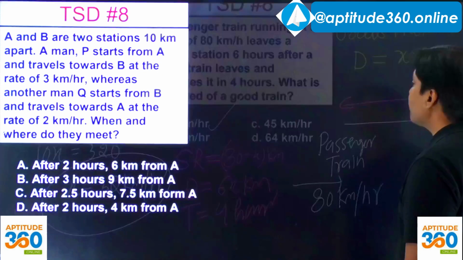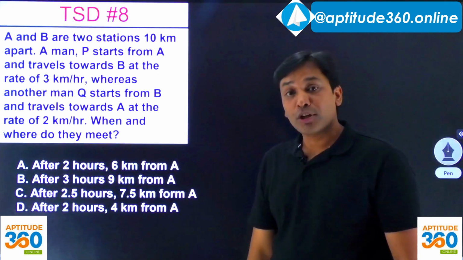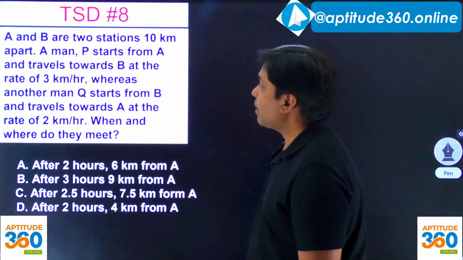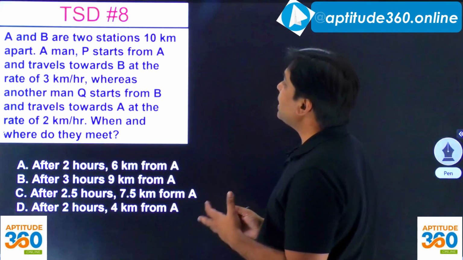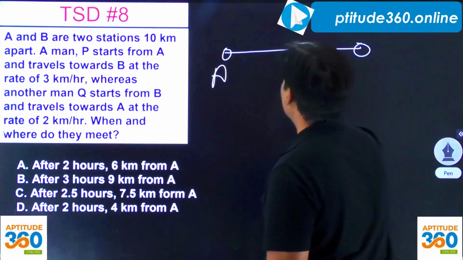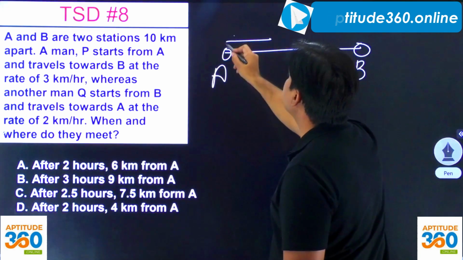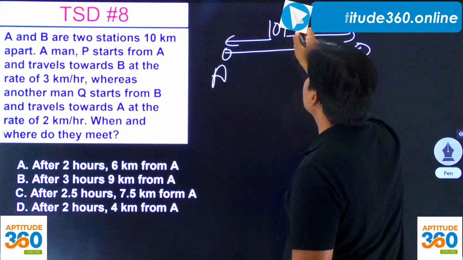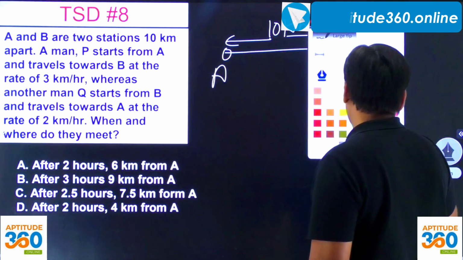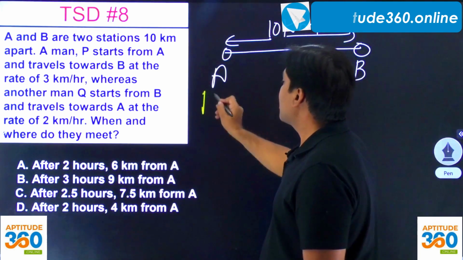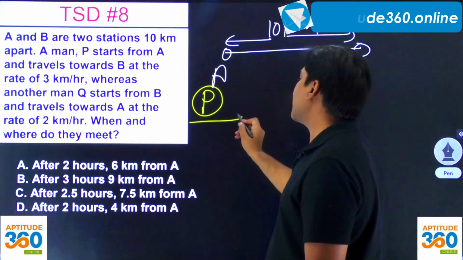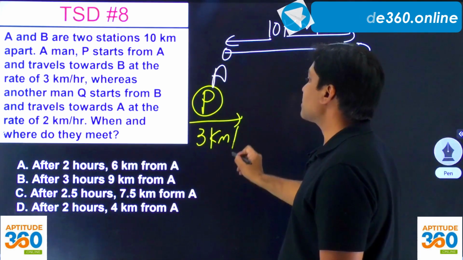Now, if you understand this, pause the video, try to solve this question on your own, people. A and B are two stations 10 kilometers apart, right? A man P starts from A and travels towards B at the rate of 3 kilometers per hour.